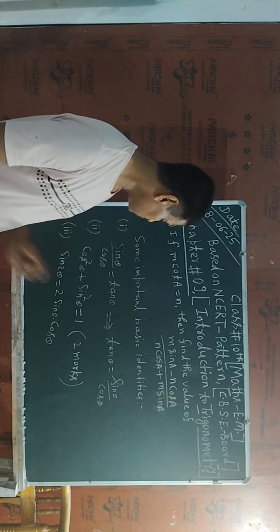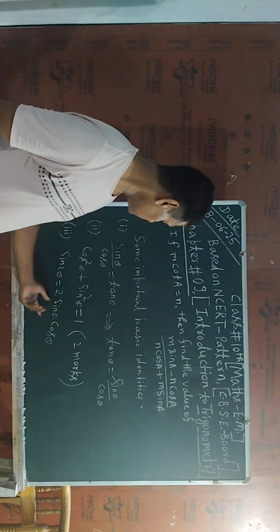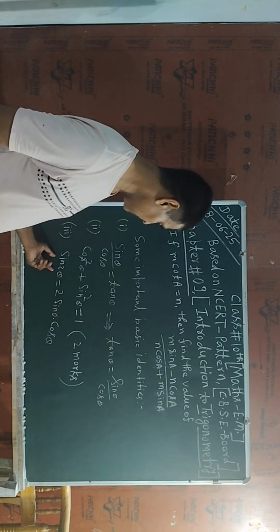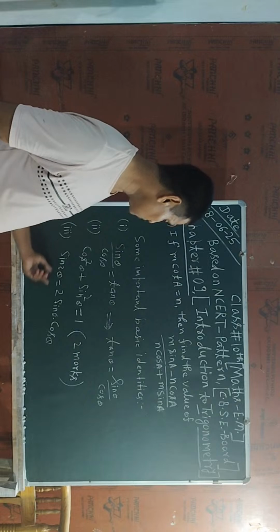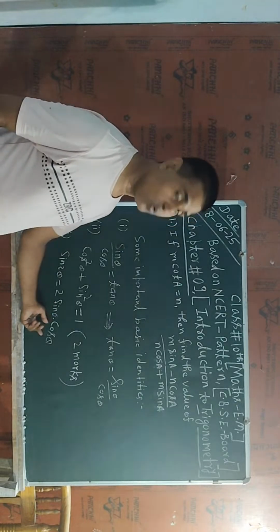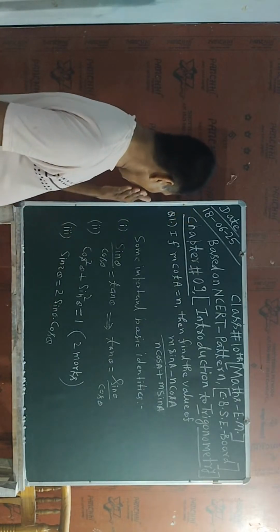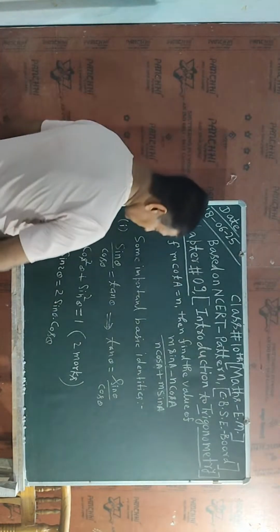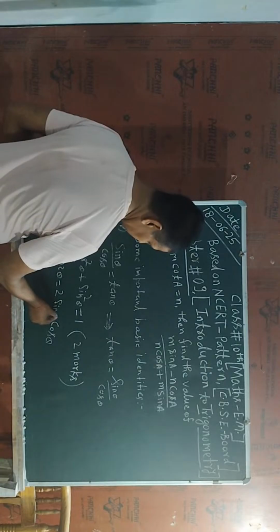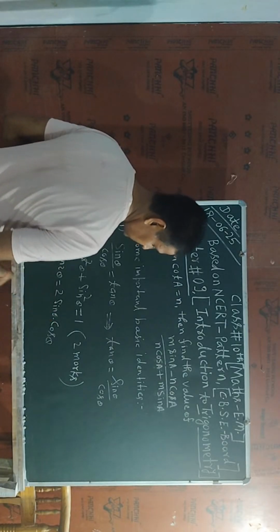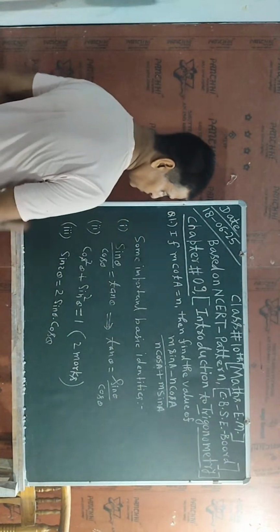In the place of 2 sin theta into cos theta, you can also write sin 2 theta, and in the place of sin 2 theta, you can write 2 sin theta into cos theta. So this is the left hand term, and this is the right hand term. So this is the identity. Both terms are equal for the same value of theta.